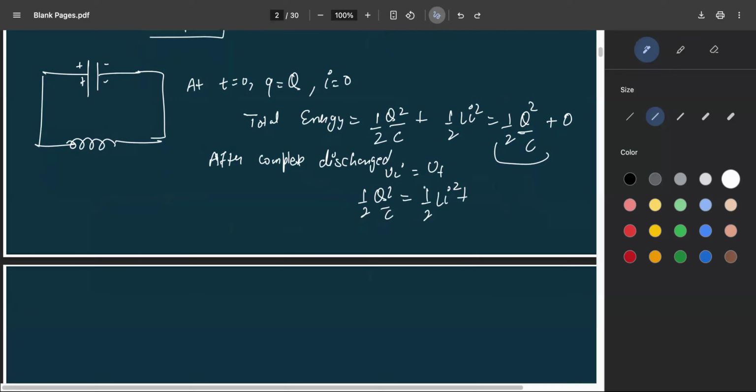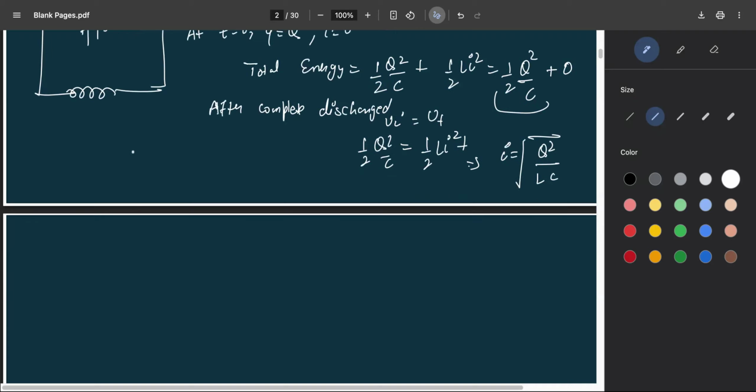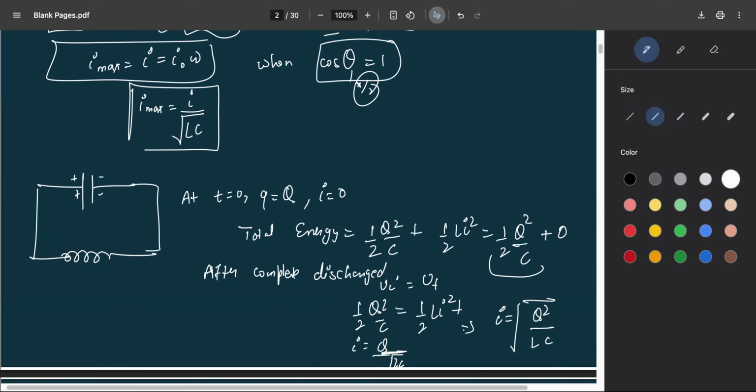So you can simply say, if you use this equation, this I comes out as, the 2 cancels, Q square divided by LC. Anything else left? Yes, that is the under root. So if you put under root, you get current is equal to Q by under root of LC. Something like this. Okay, is that clear?